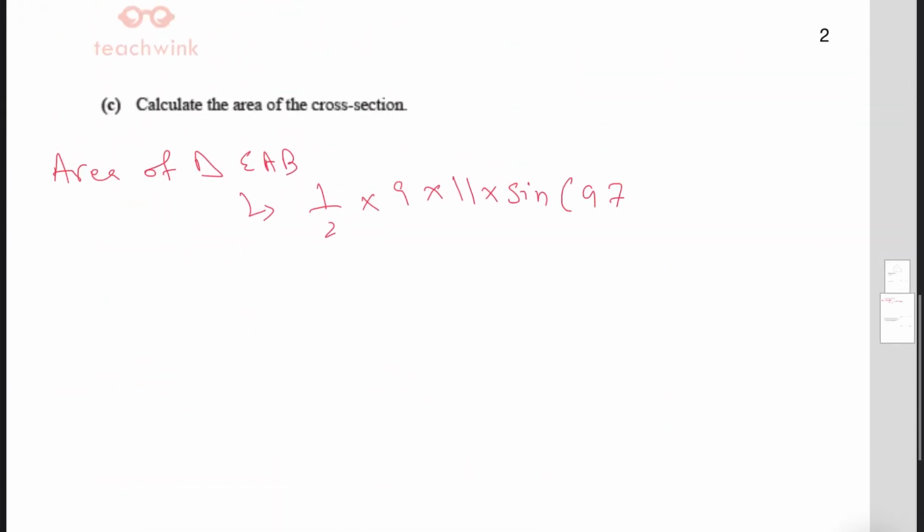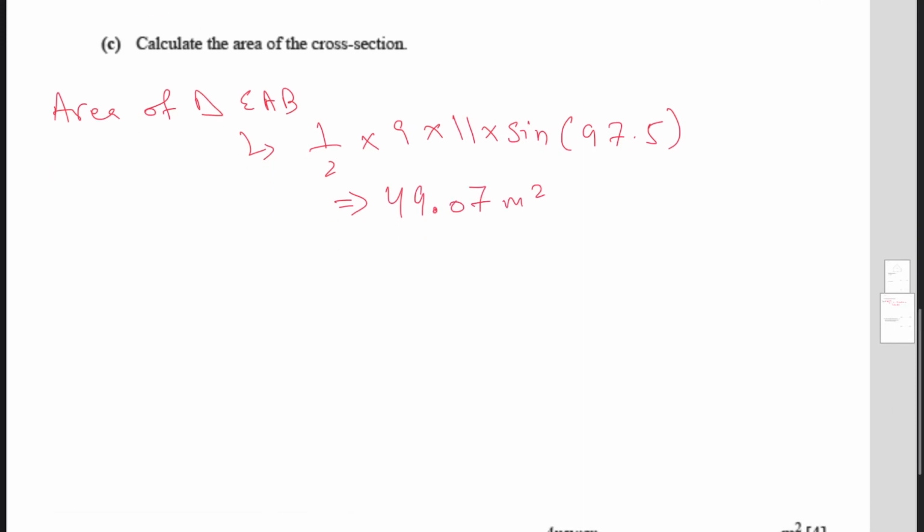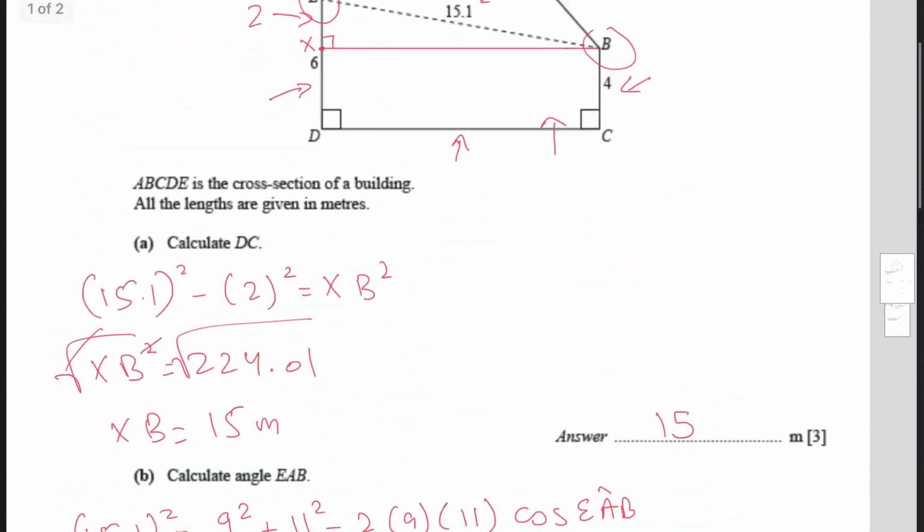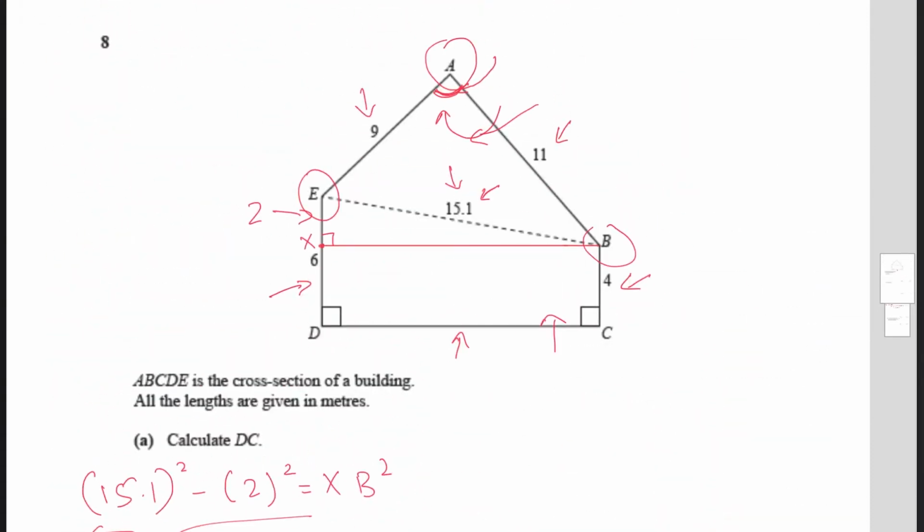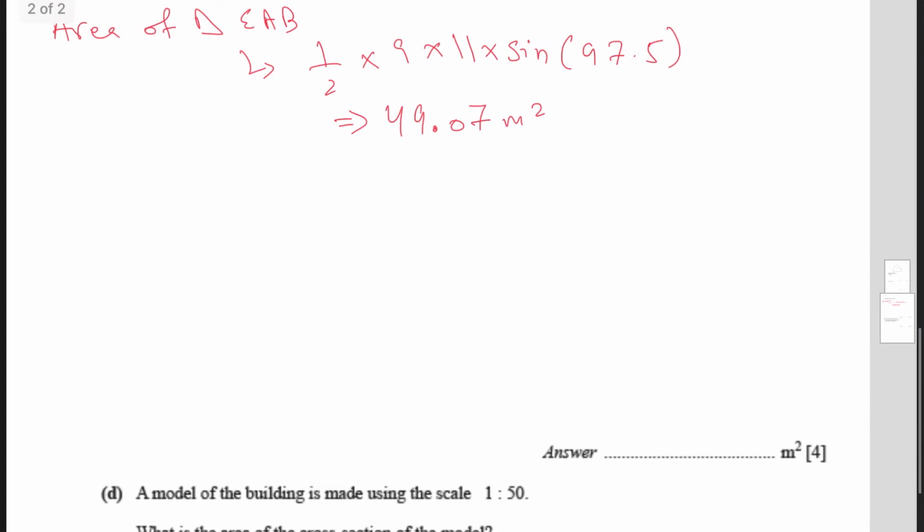So you do 0.5 times 9 times 11 times sine 97.5. This comes out to be 49.07 meters square. Okay, we have the area of the triangle. Let's find the area of the trapezium now. So the trapezium is BCDE. So area of trapezium BCDE. How do you find that?